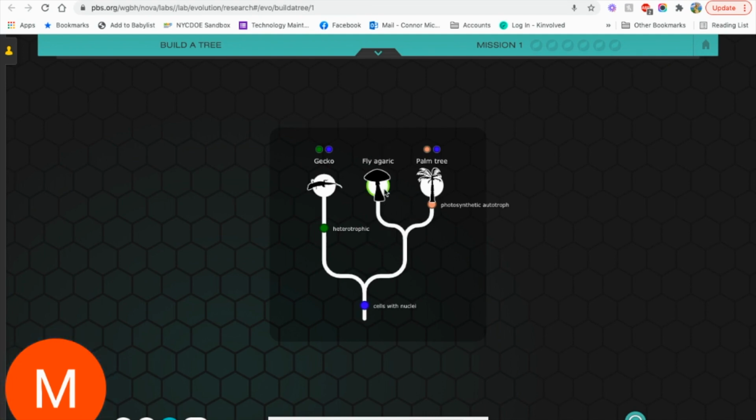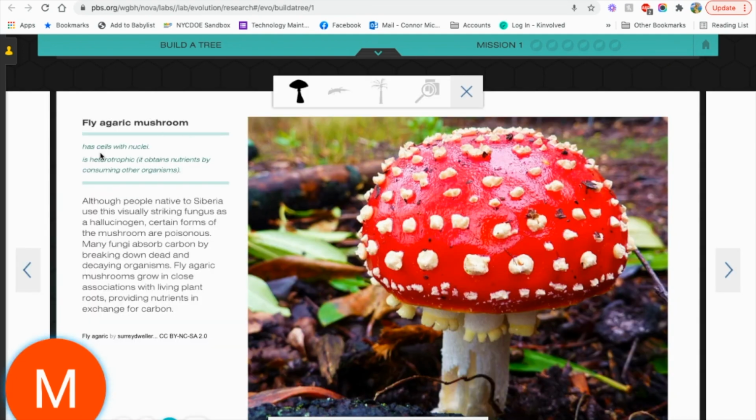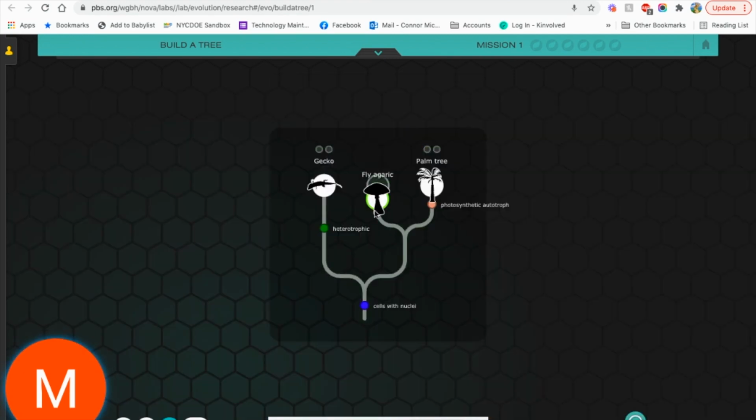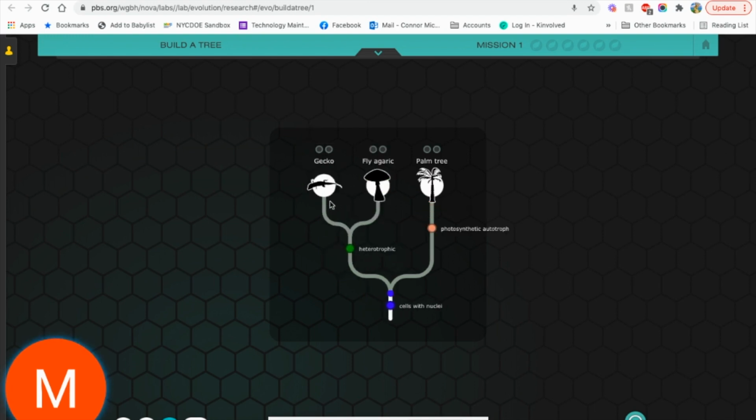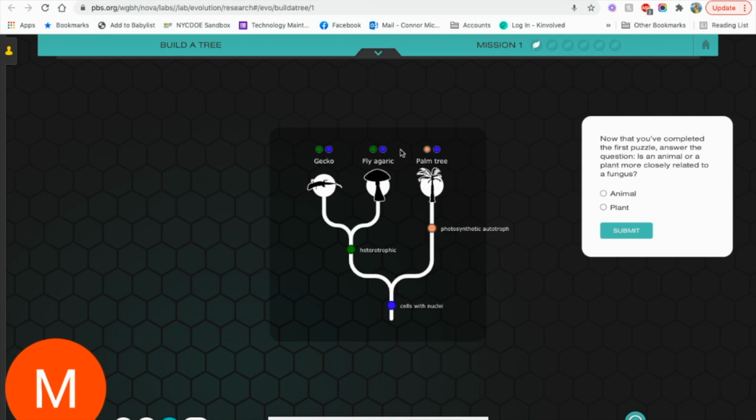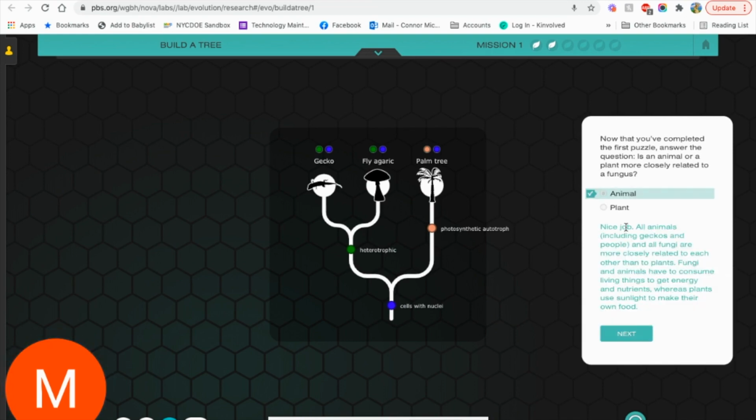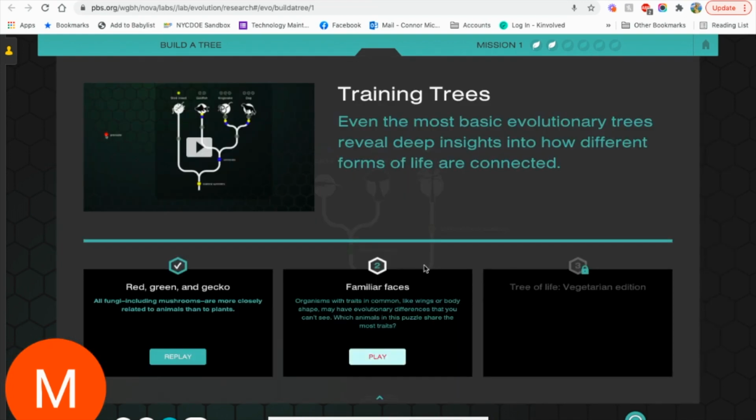Now if I did this nice and I looked at here, I could see, oh, it's heterotrophic. And what I can do is I can just take it, drag it, and split it over here. So now you'll see the colors go, and all of the colors are now filled in, so I know it's correct. So now I answer the question, is it more closely related to an animal or a plant? And I'll notice, because these branches are closer, it's more closely related to an animal. Click next. And then you're going to have the next section.